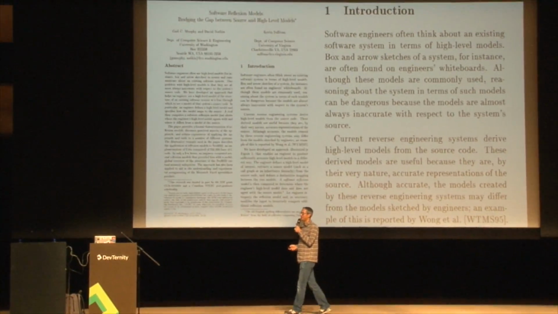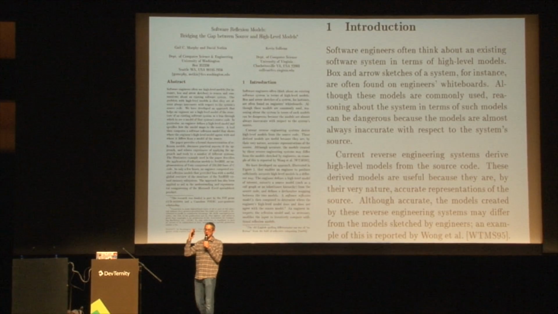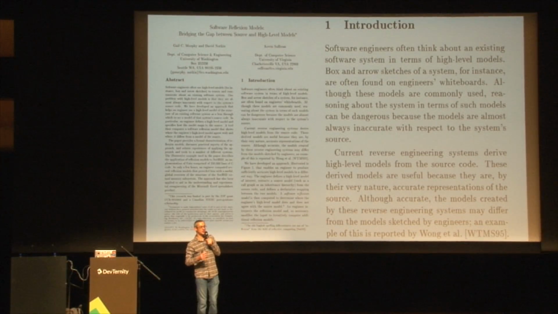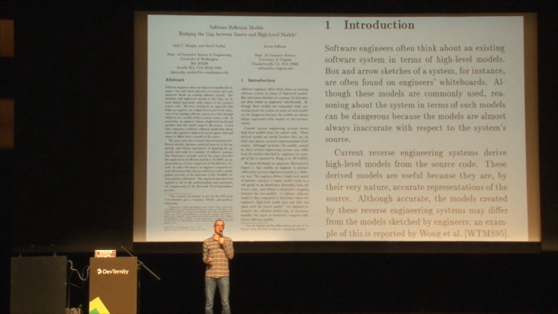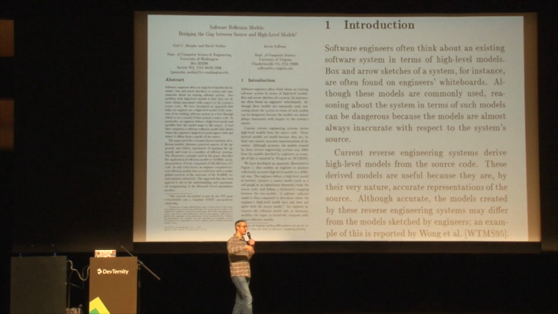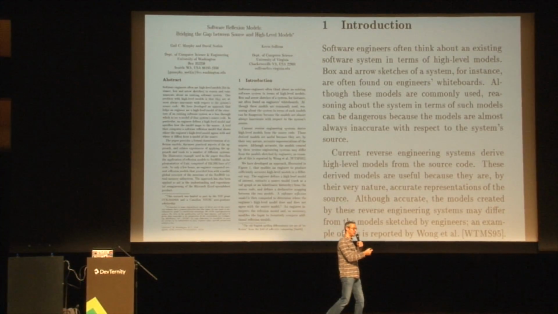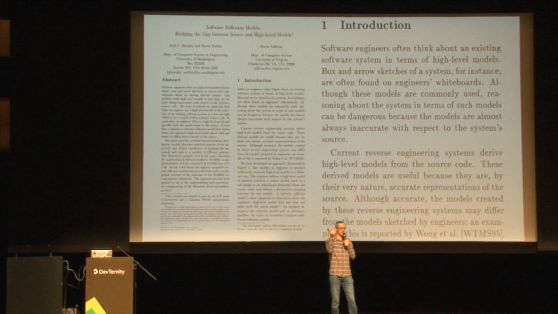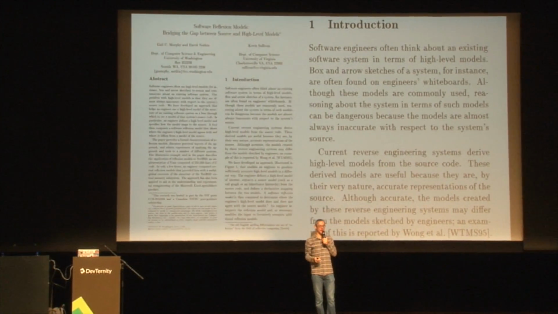This is not a new problem. There's a paper from the 1990s, and it basically says if you ask anybody working on a project to draw you a diagram of that system, you get a very high-level picture. And that high-level picture represents the high-level mental model that that developer has of the system. If you reverse engineer a diagram from the code, you get a very low-level, very accurate, very precise picture. But it doesn't match the way that the developer necessarily thinks about the code base.